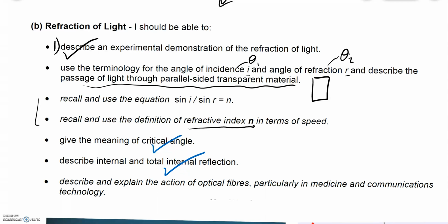Just to mention partial reflection. Remember, when a ray comes out and refracts, you sometimes also get partial reflection. That's not total reflection. That's only when the conditions below are satisfied. We talked about the fiber optic cables, and we've talked about these two equations.